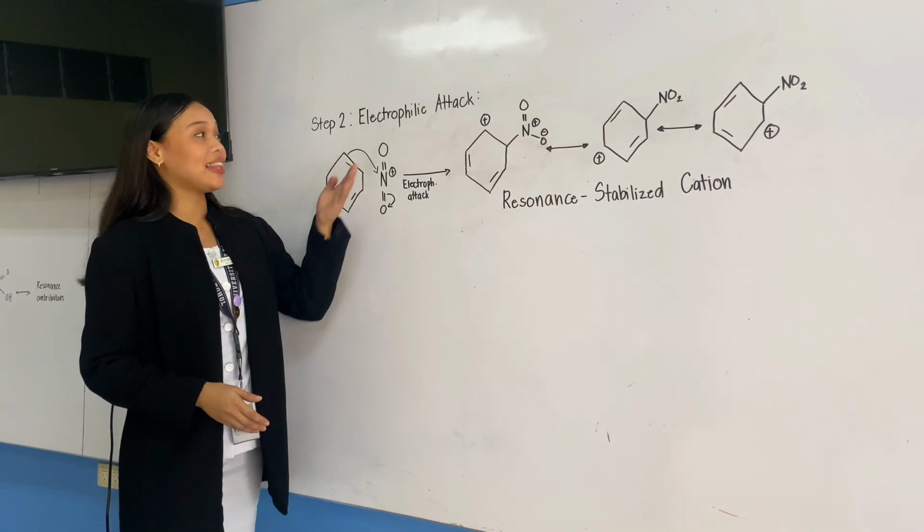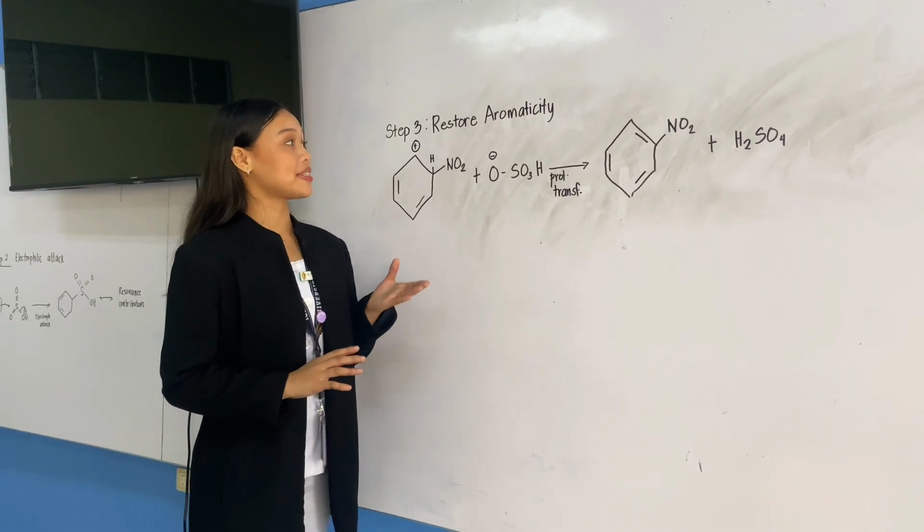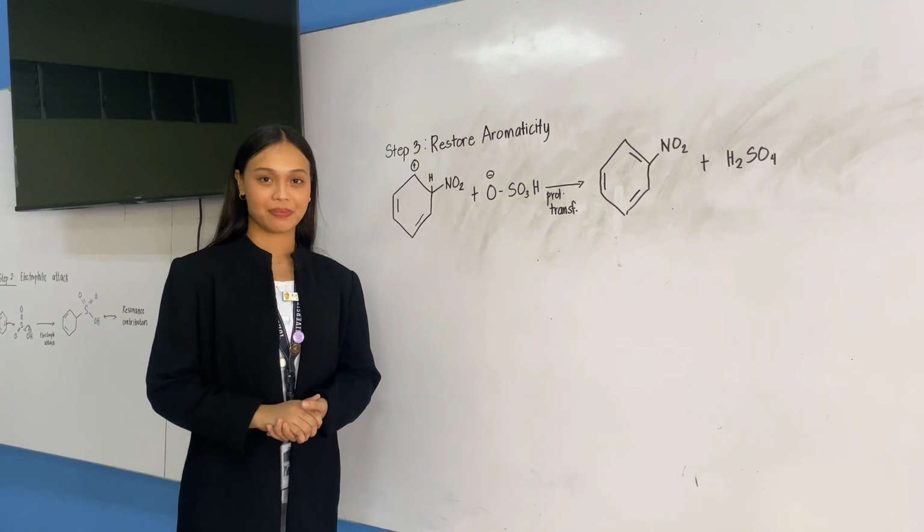Step 2 is electrophilic attack. Next, once we have our carbocation intermediate, the last step in this reaction is the aromaticity restoration via proton transfer, like in the previous case. Again, here we are going to be using the conjugate base left over from our sulfuric acid, which is going to be regenerating our catalyst H2SO4 over here and giving us the final product, which is nitrobenzene. So the third step is restore aromaticity.